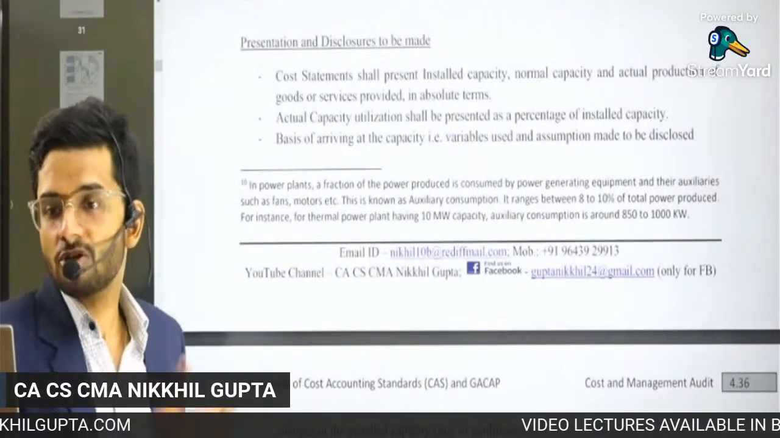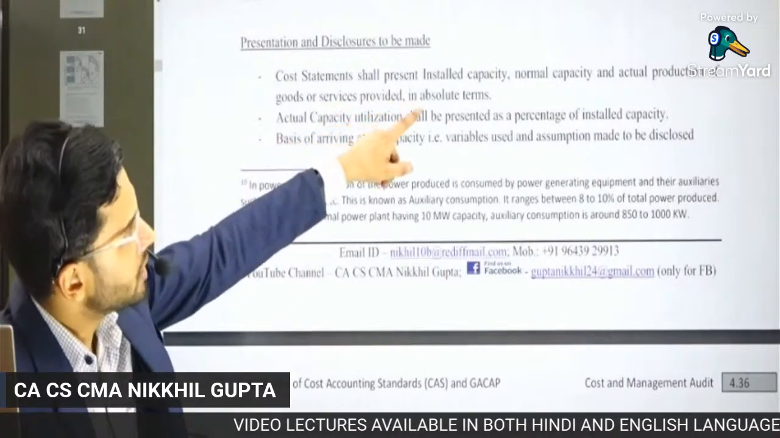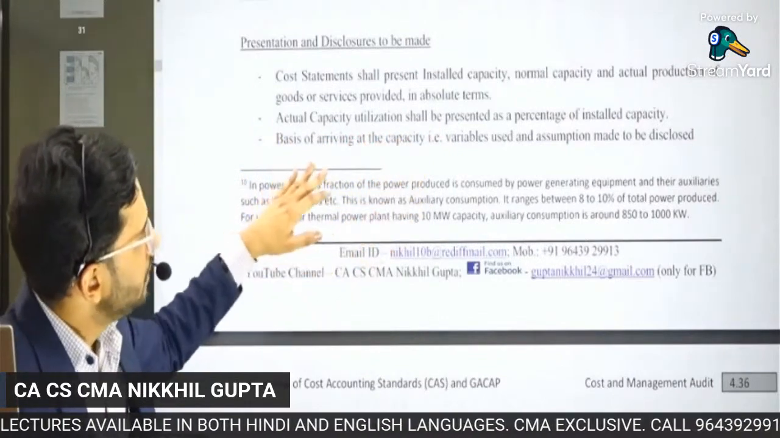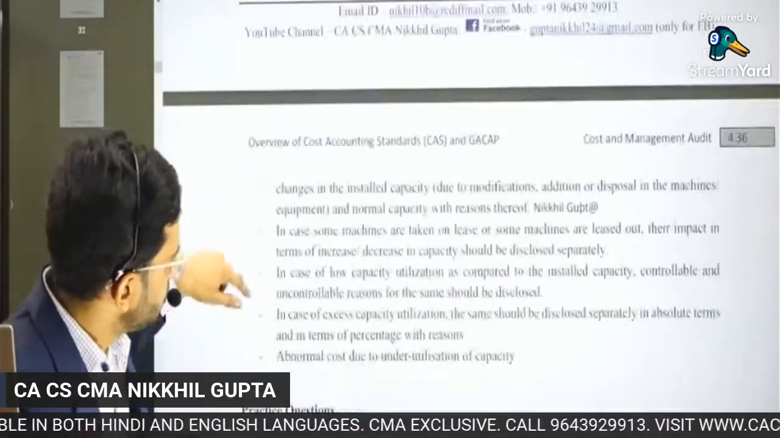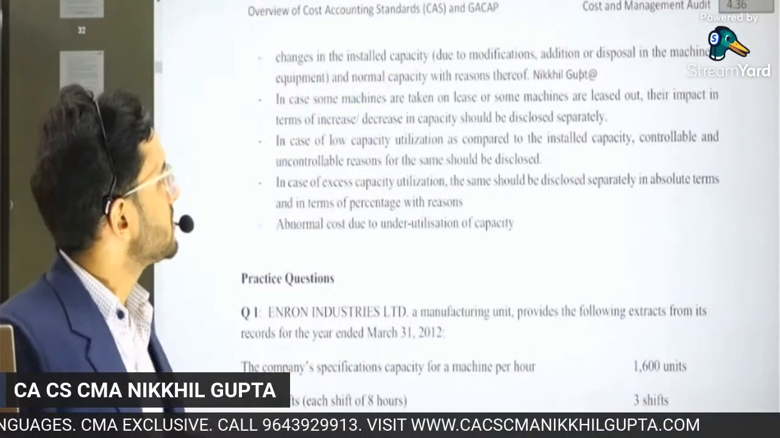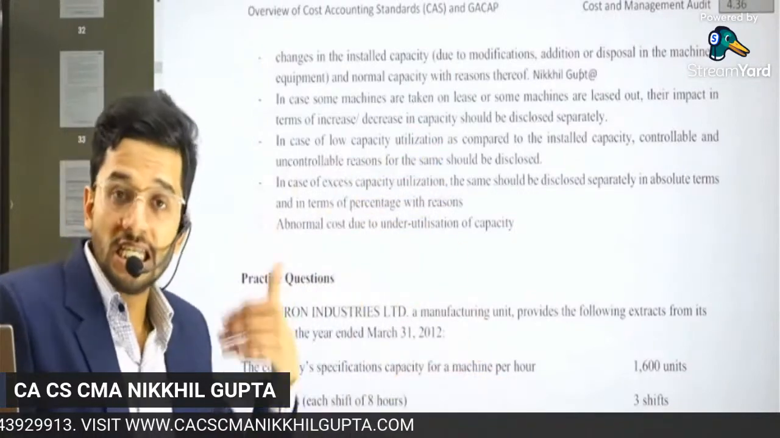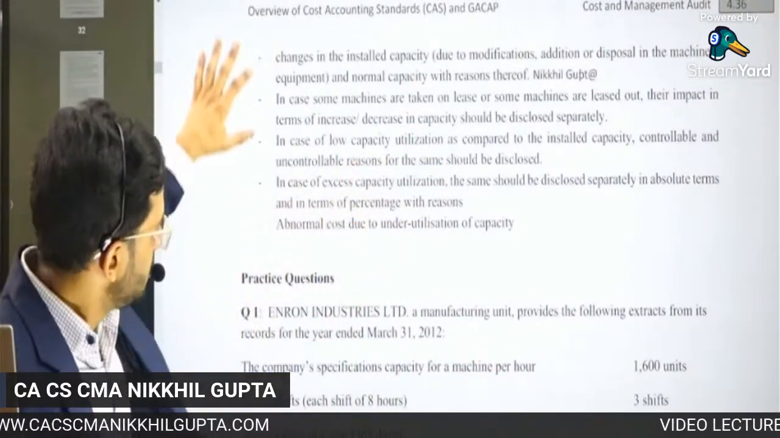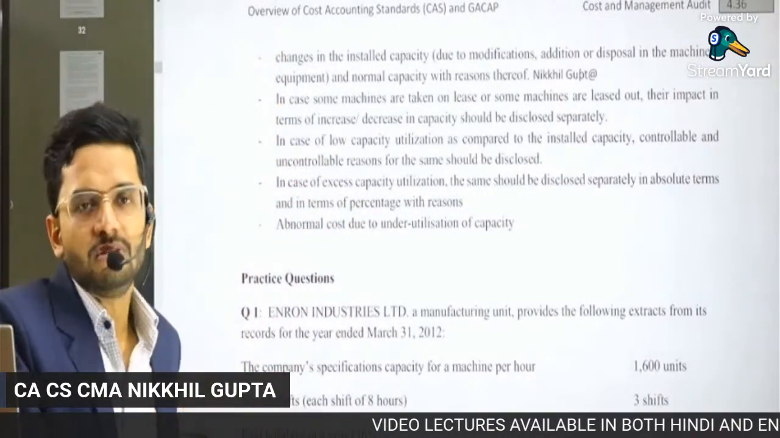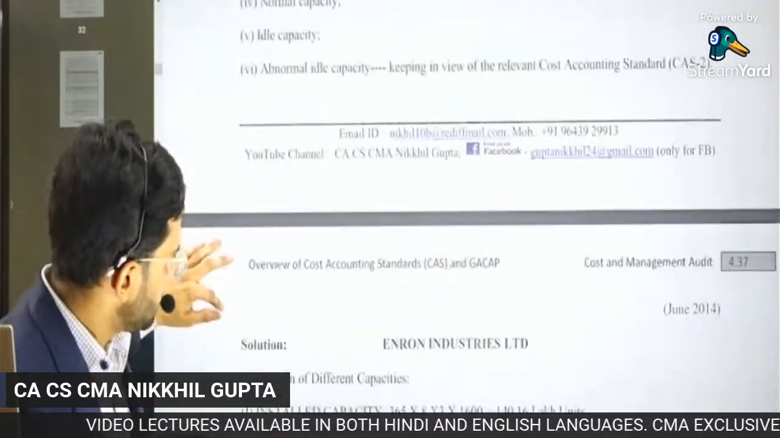Okay. Now presentation and disclosures. How do you present or disclose certain things? You need to present installed capacity, normal capacity, and actual capacity utilization. You need to present the basis of arriving at the capacity. You need to present changes in installed capacity and normal capacity. If some machines are taken on lease, then the additional capacity that you have taken on lease is to be presented. So these are the things which you need to present during capacity determination, and these are the things which you need to present in the cost audit report.